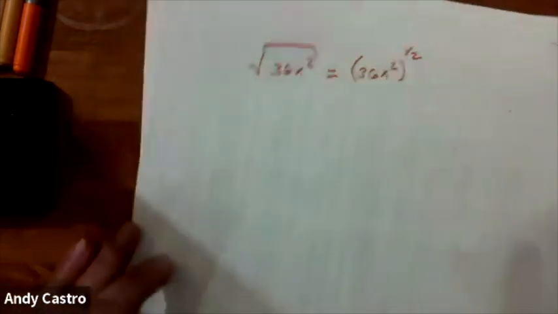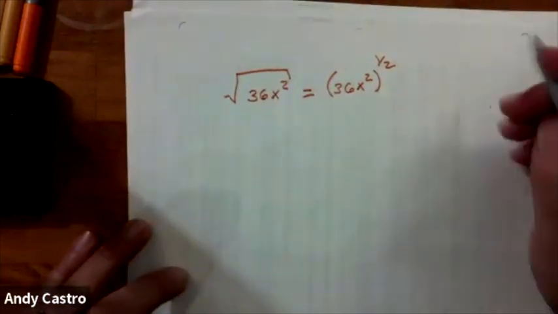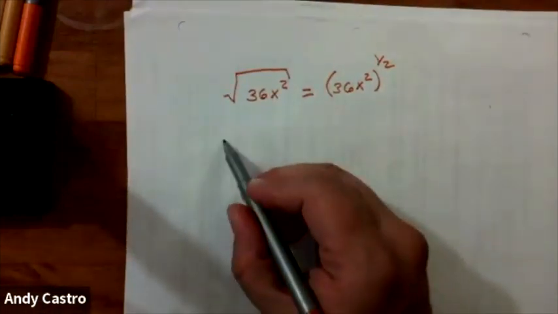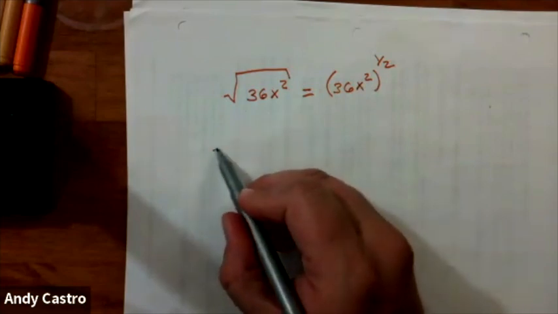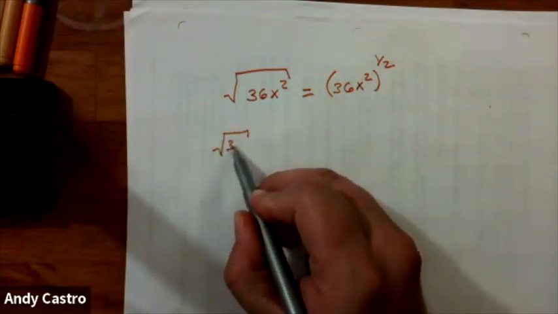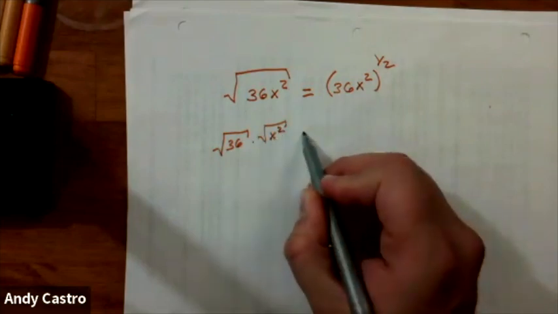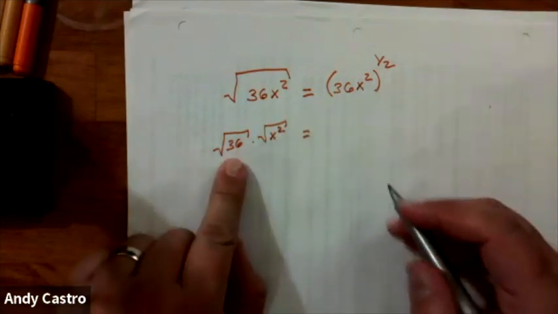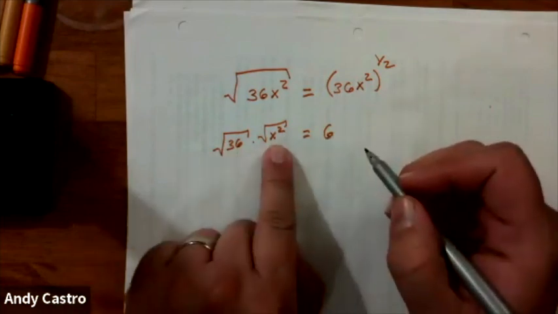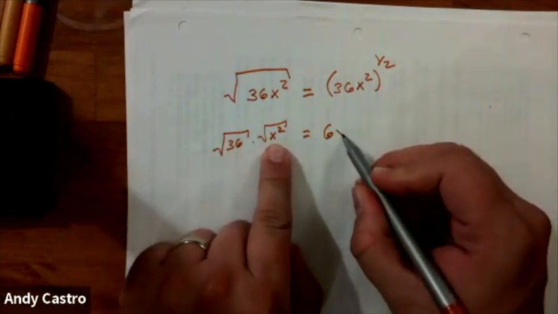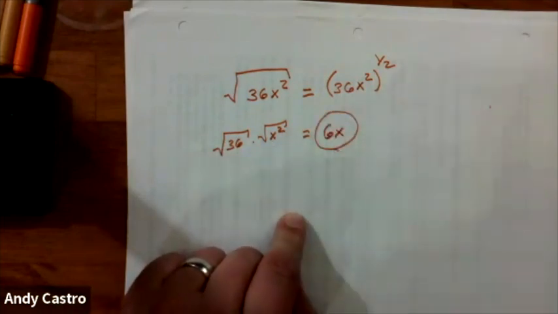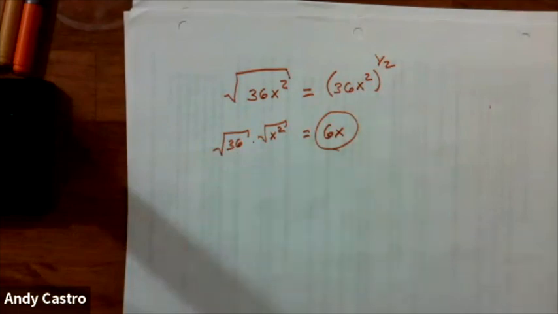All right. So we're going to take our same principle that we learned, and we can split this into two radicals. Square root of 36 times square root of x squared. Square root of 36 is 6. Square root of x squared is x. So we actually have a perfect square there. 6x.